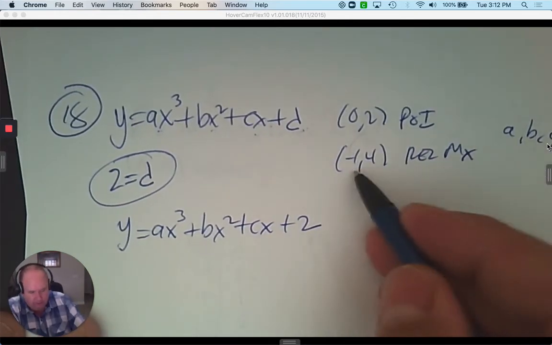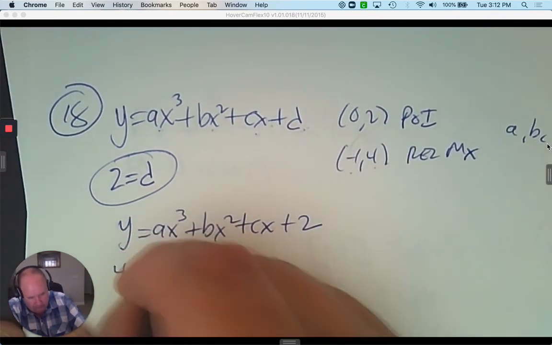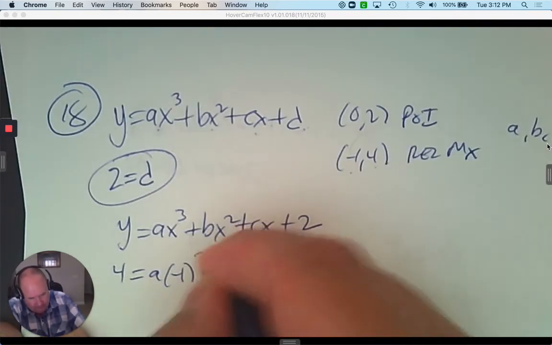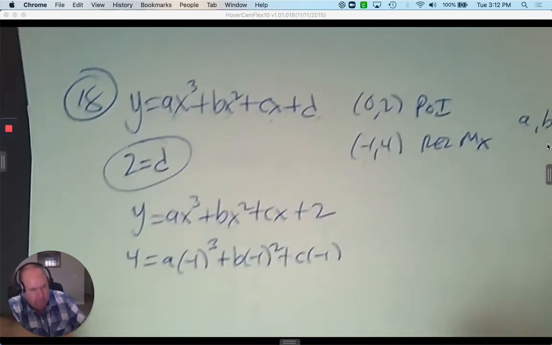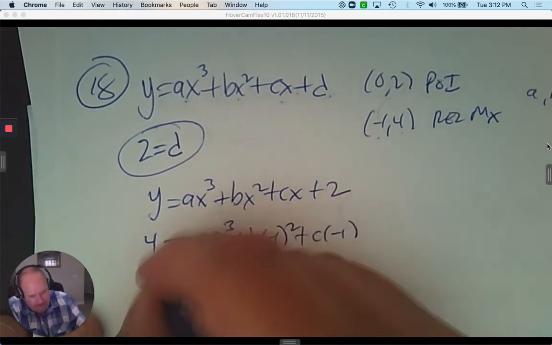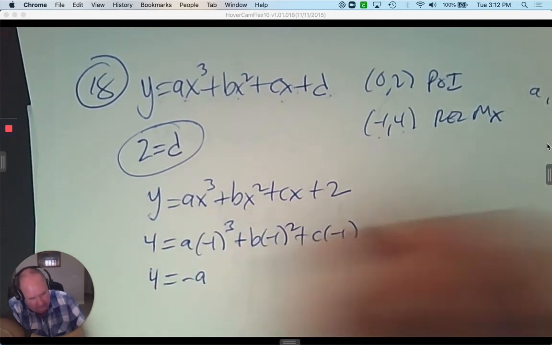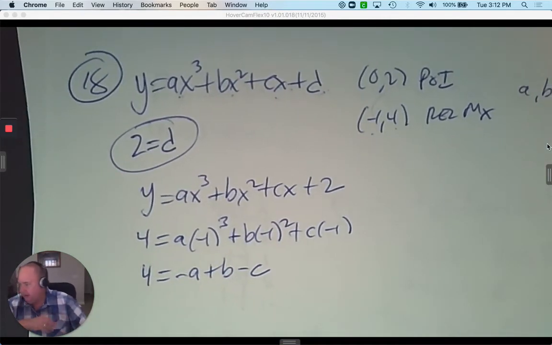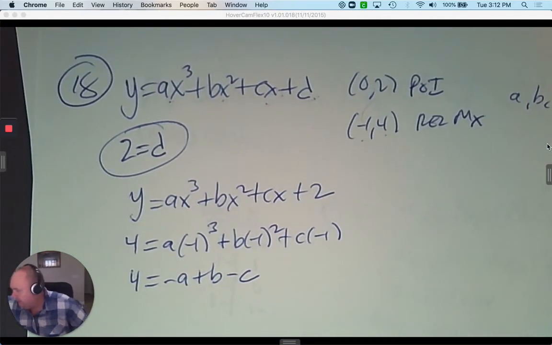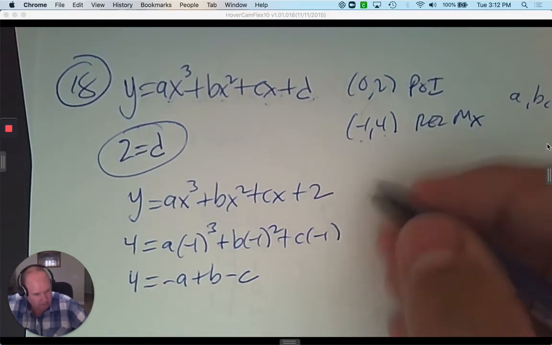Next, we have another point, (-1, 4). So 4 goes in for y, -1 goes in for x. This is before any calculus. And we get 4 is equal to -a, plus b, minus c. Plus 2. So far so good. We got 4 is equal to negative a plus b minus c. Oh, plus 2. Oops.